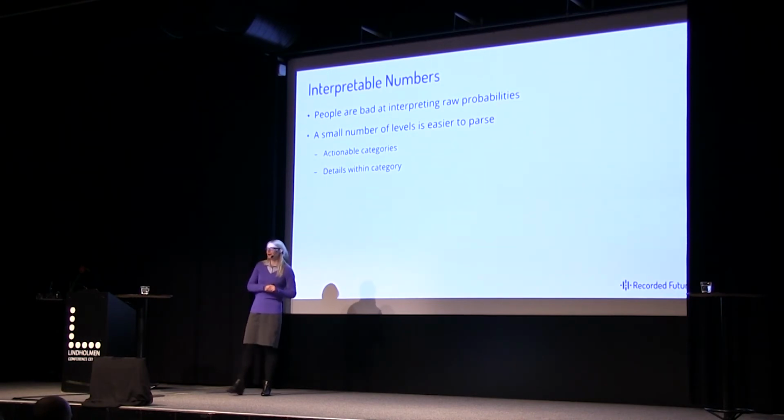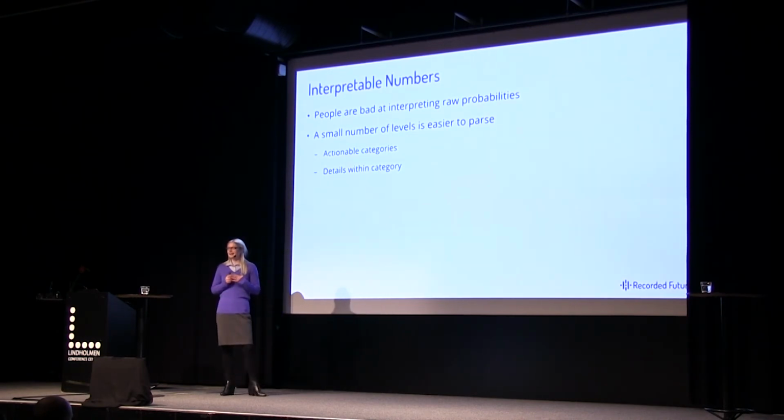Finally, for your model to be useful, it needs to be interpretable. As people, we're generally pretty bad at making sense of raw probabilities. So if, for example, you tell me something has an 80% likelihood versus a 60% likelihood, chances are I'm not going to appropriately discriminate between these two.